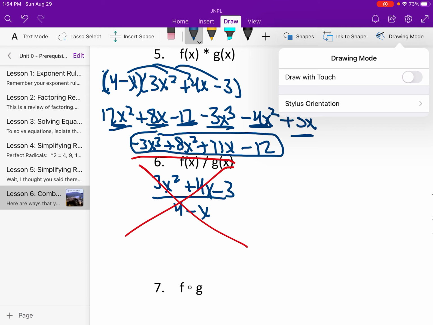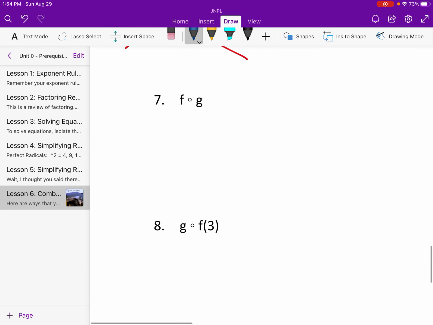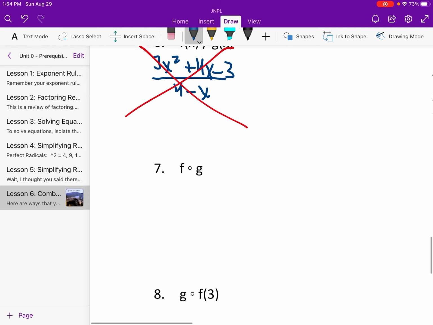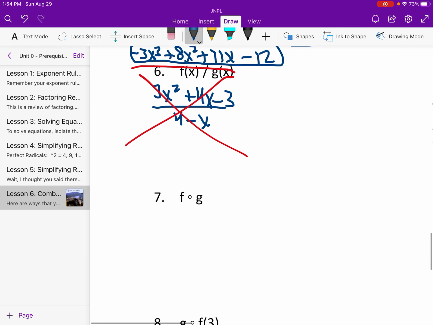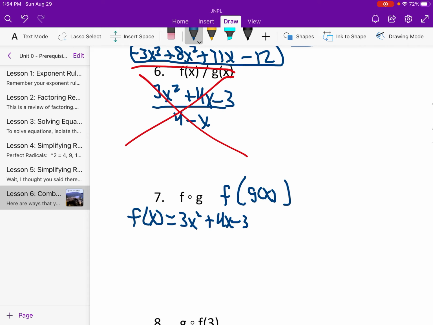Okay. Now, number 7, we have 7 and 8 to do. 7 is easier than 8. So what we see right here is we have F composite G, which means that you have F with G of X inside of it. So that would have been like how MacGyver was eating the car, or the Jeep. So F of X, let's remember, equals 3x squared plus 4x minus 3. And then our g of x equals 4 minus x.